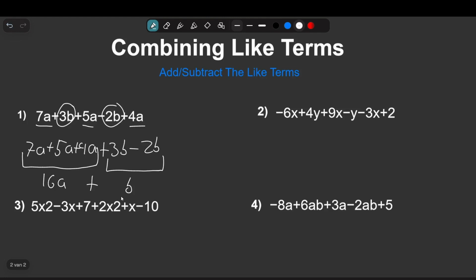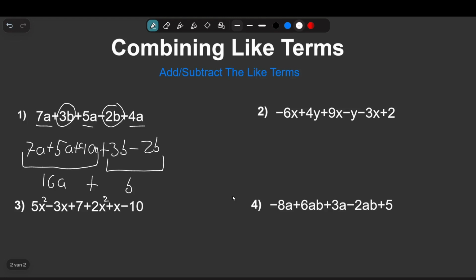So that basically was the first example. And now we can go over to the second example. So for our second example, we have minus 6x plus 4y plus 9x minus y minus 3x plus 2.